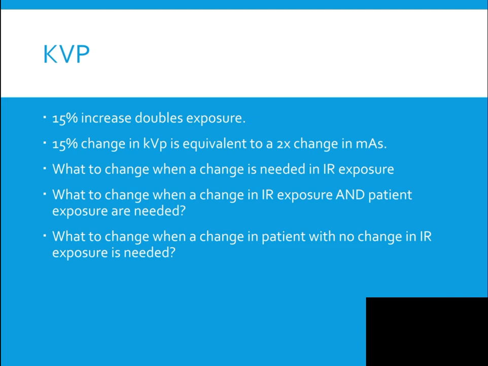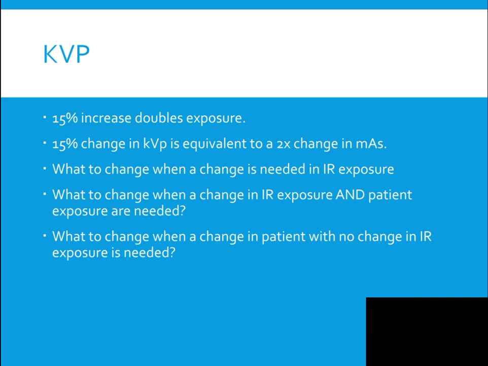So if you had a question that said that you wanted to change the image receptor exposure using only kVp, what would you do? And that would be to increase kVp. If you wanted to double it, it'd be about 15%. We kind of confuse kVp or make it more complicated than what it necessarily has to be, but a 15% increase in kVp doubles our image receptor exposure.